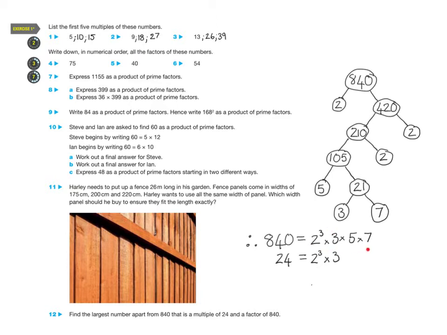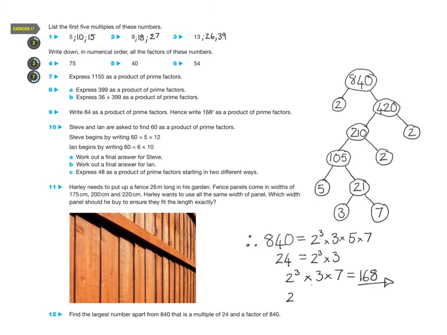Now, that means we just have to figure out, are we going to multiply 24 by 5 or by 7 to find the highest number that they're looking for? So let's do times 7, because that just works. So 2 to the power of 3 times by 3 times by 7 is going to be 168. Let's write that properly, which will give us the largest multiple of 24, which is still a factor of 840, because 840 can be divided by 168.